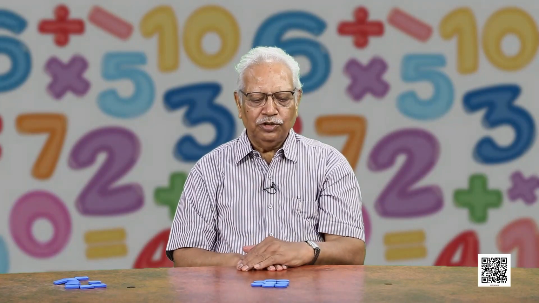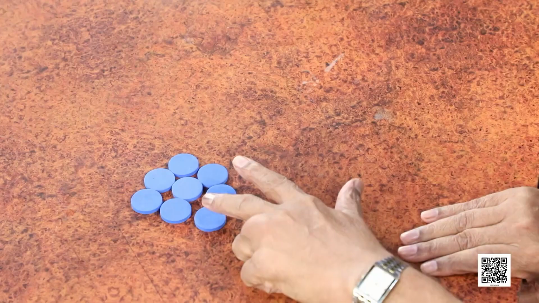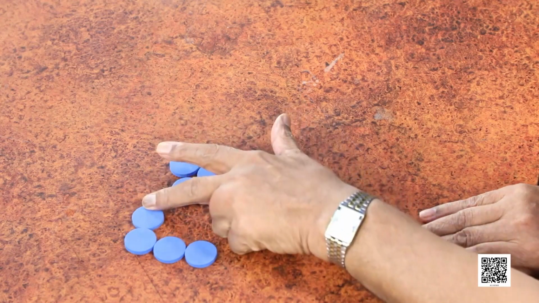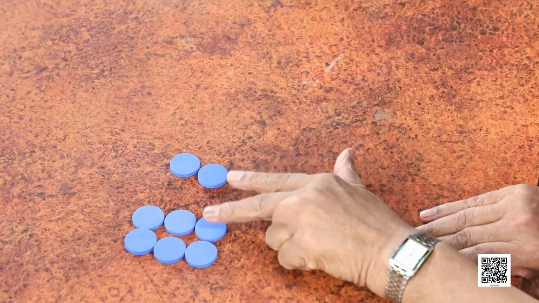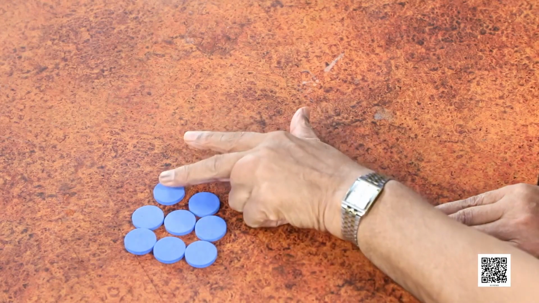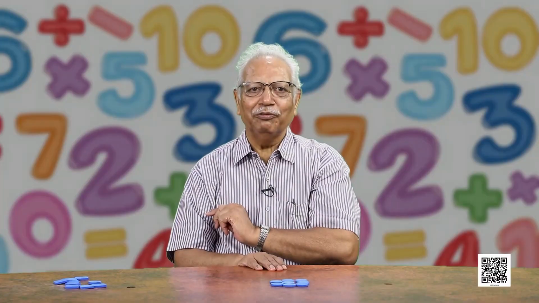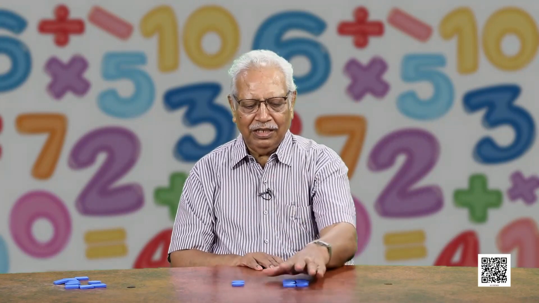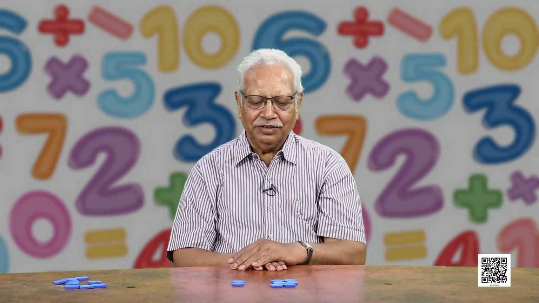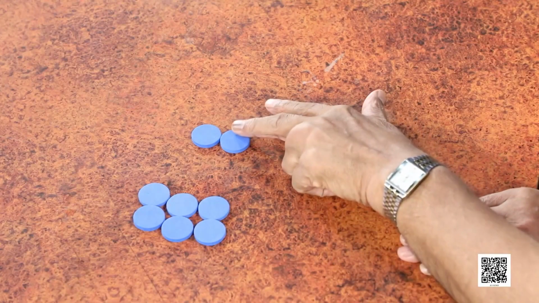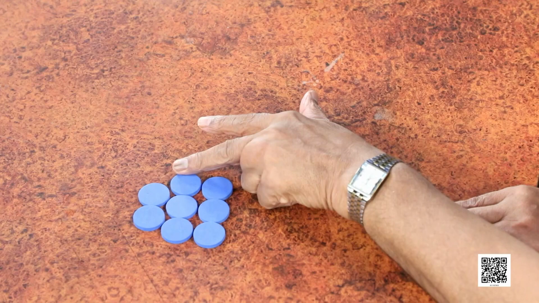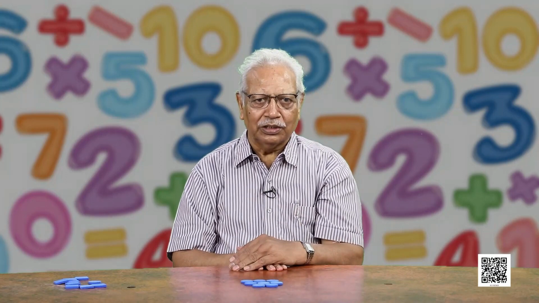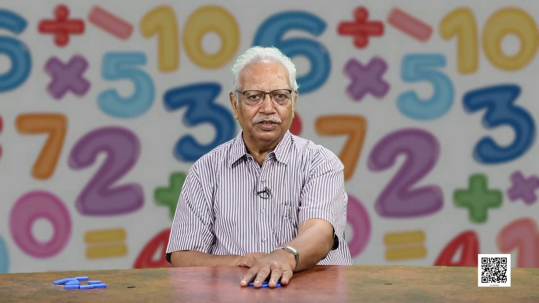One way is that I should be counting them all together. 1, 2, 3, 4, 5, 6, 7 and 8. This is one way of adding these. Another way could be that I know these are 6. So, I count forward, 7 and 8. This way it becomes easier. So, choose whichever way you want and you can add these numbers 6 and 2.